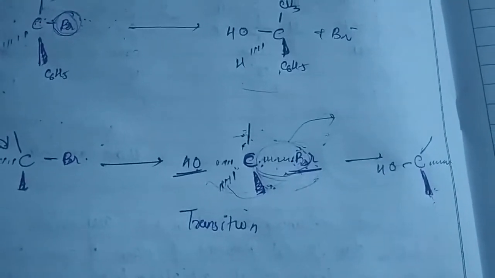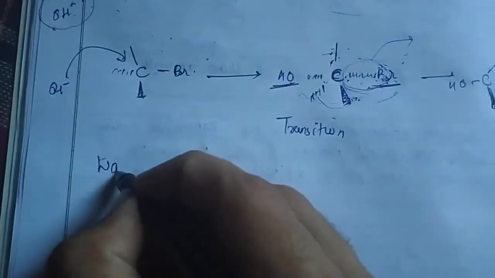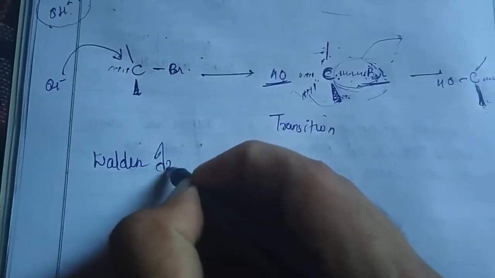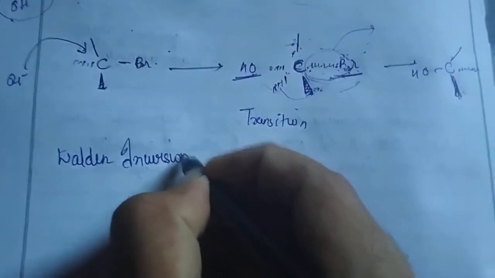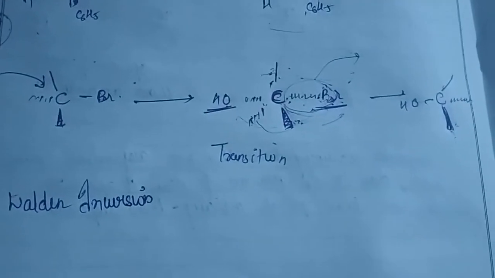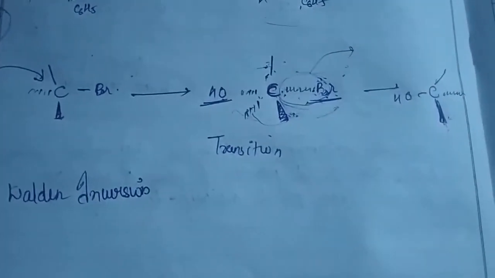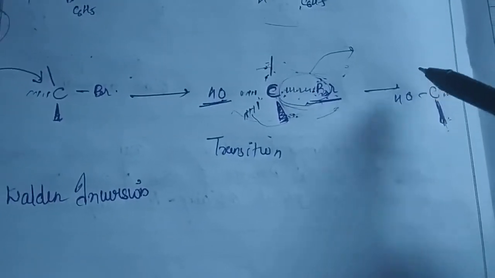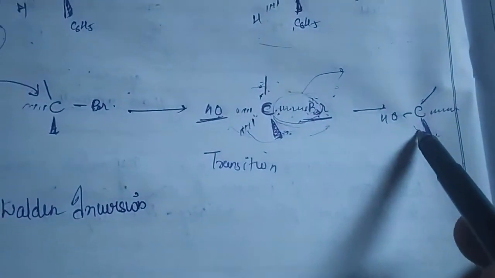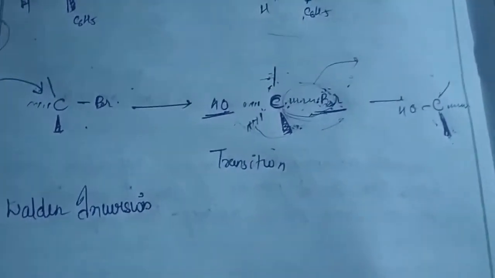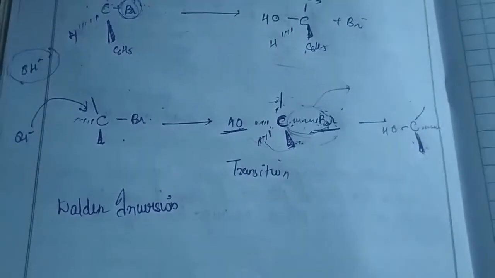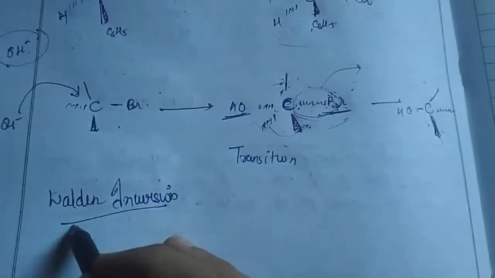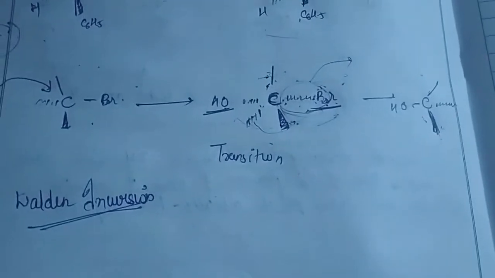So this part is called as what? As Walden inversion. The final product whatever we have obtained is due to the phenomenon of Walden inversion. Very important. So what is Walden inversion? During a chemical reaction, if the product which has been formed has an opposite configuration to that of the reactant, then the phenomenon is called as what? Inversion of configuration, and this is also known as Walden inversion. Do you understand?